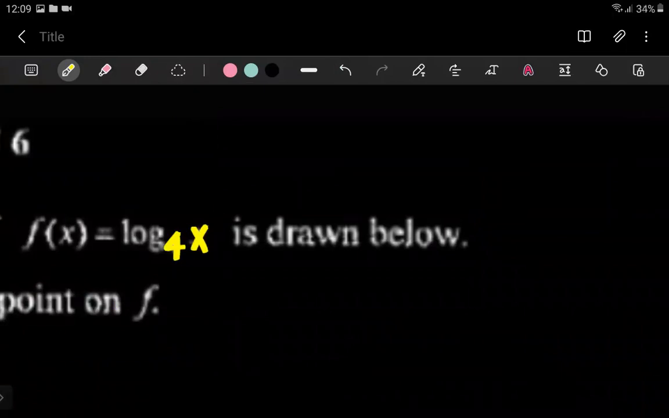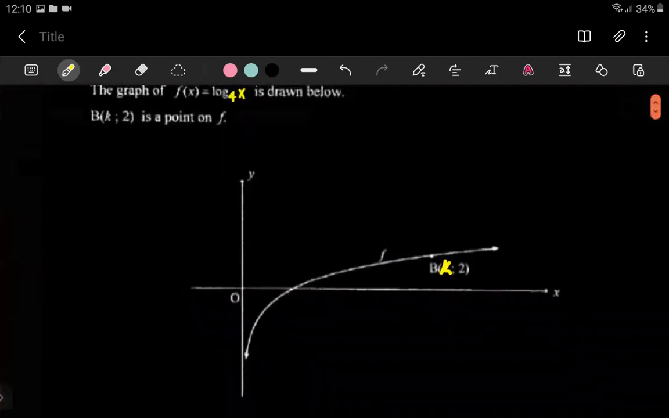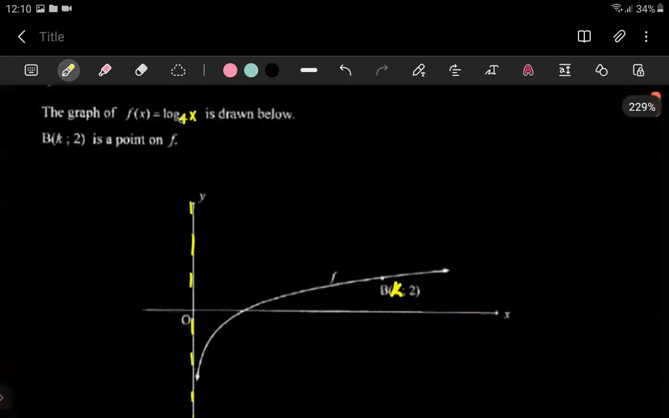Anyways, a log graph is basically related to an exponential graph. It kind of behaves locally almost the same way. This one has an asymptote here, as we can see, but that's just additional information that's almost unnecessary. They say this is the equation of the graph. B is k coordinate 2.